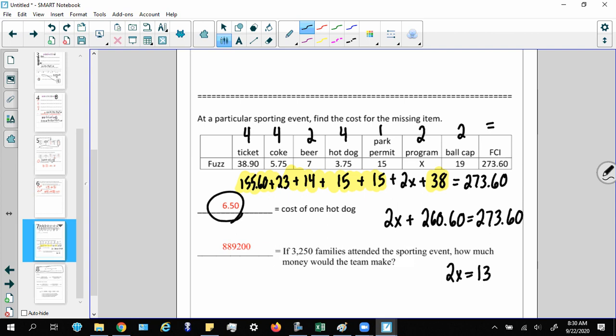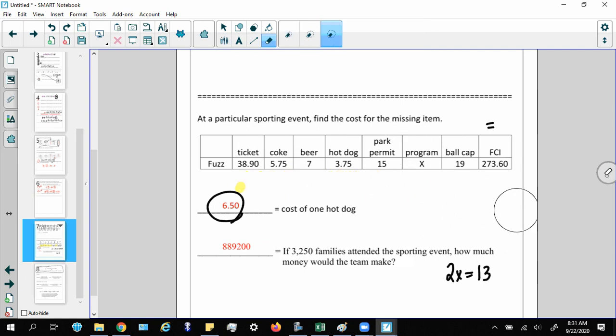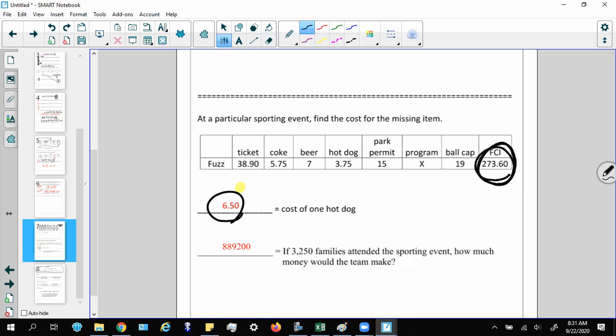Now, the last question is, if 3,250 families attended the sporting event, how much money would the team make? Let me clean this up a little bit so we don't go into information overload. You can always back up on the video to see the work. This is how much money a family of four spends. So one family spends $273.60. But if 3,250 families go, we will simply multiply 3,250 families times that 273.60. You do the math and you get 889,200. All right, that's it.